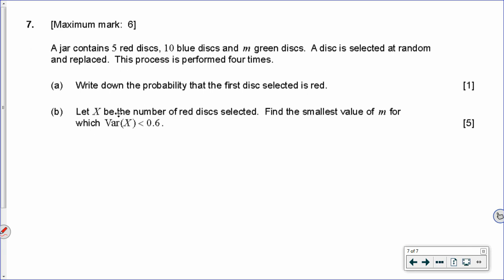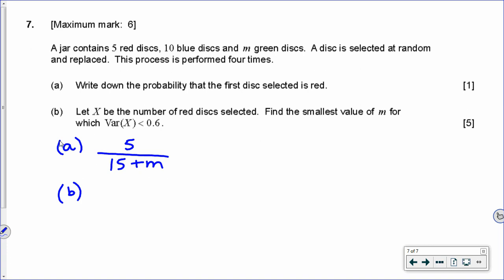Write down the probability that the first disc you select is red. So that's an easy one. It's a 1-point question. Nearly everybody gets that. We know how many are red. Red is 5. We don't know how many are green, but we know that the total would be 5 plus 10 plus M, so 15 plus M, and that's it for part A, and almost everybody gets that.